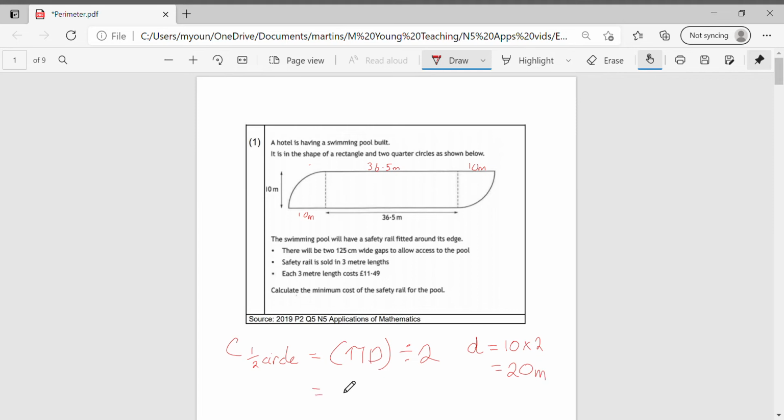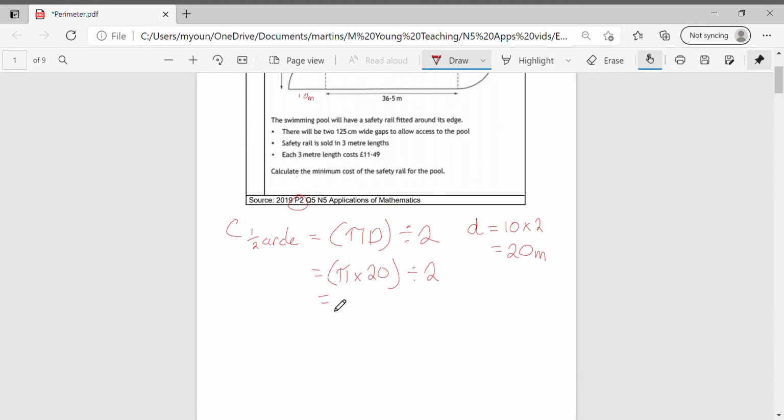Okay, so let's substitute those values in. This is a calculator one, so we're just going to use pi on the calculator. So pi times 20 divided by 2. And that is 31.415. Doesn't say anything about rounding in the question. I'm just going to round to 2 decimal places, so 31.42, and that's going to be metres.